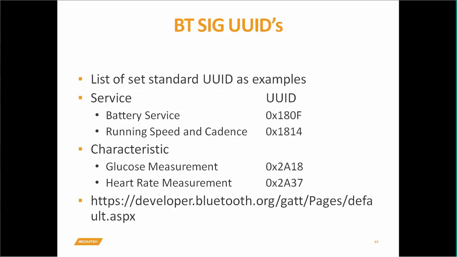So here we have a set of standard IDs. For services, we have a battery service, with the unique identifier at the end there. But there can also be a running speed and cadence service. In characteristics, we have a glucose measurement or a heart rate measurement. If you do anything like that, then please go to the developer.bluetooth.org website and go to GATT specifications to see if that fits with your project. Other than that, just create a random UUID.